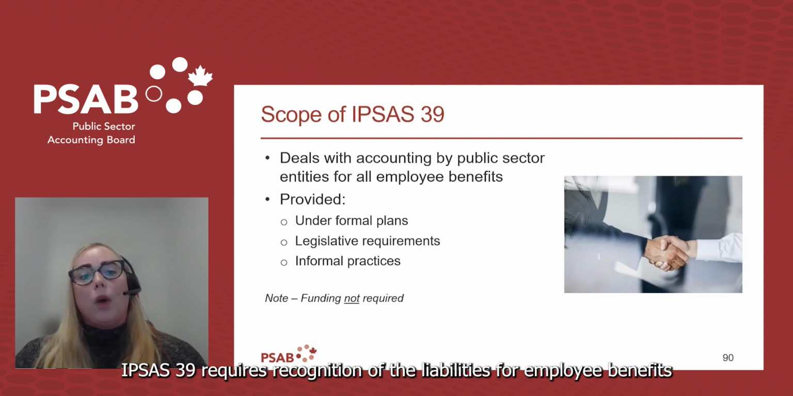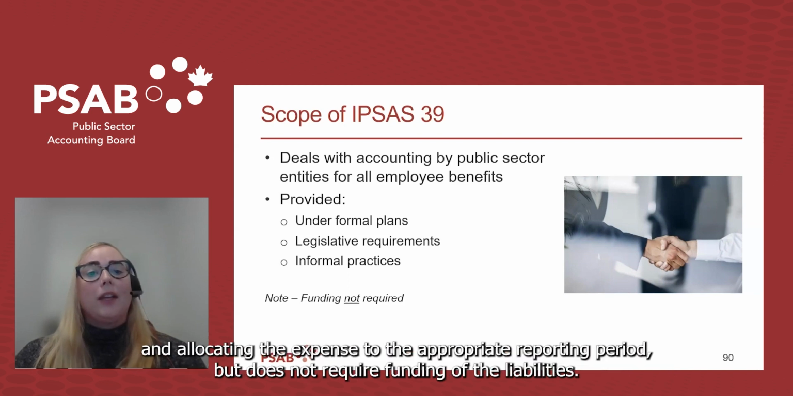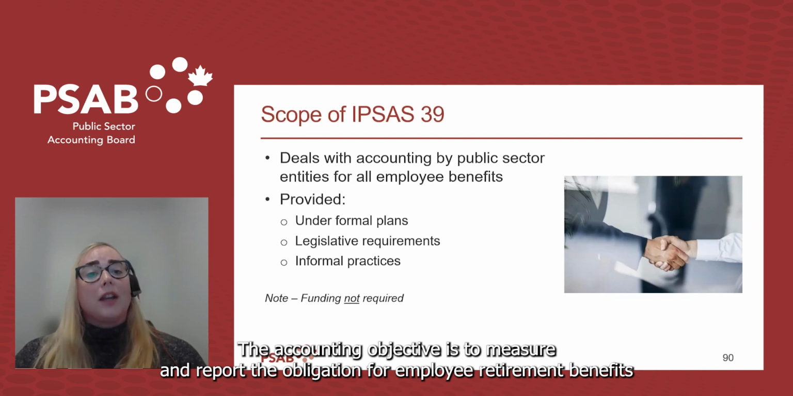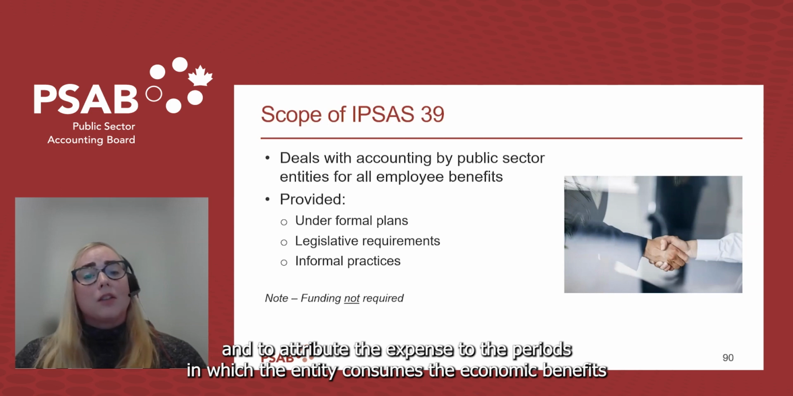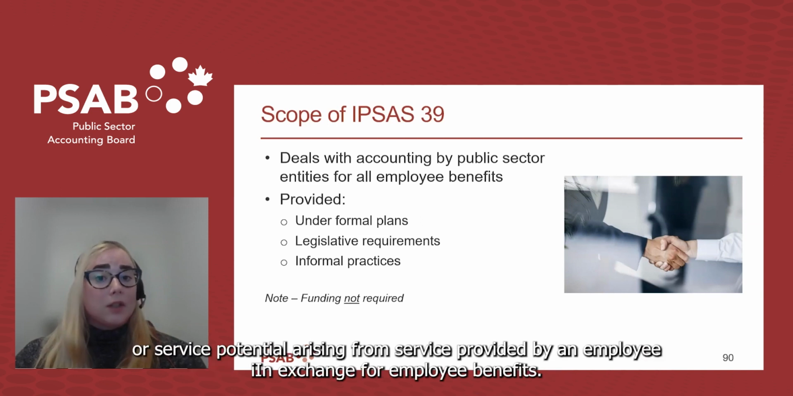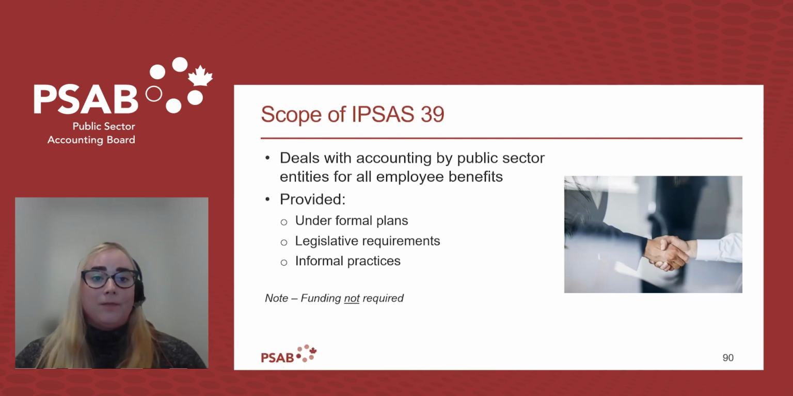IPSAS 39 requires recognition of the liabilities for employee benefits and allocating the expense to the appropriate reporting period, but does not require funding of the liabilities. The accounting objective is to measure and report the obligation for employee retirement benefits and to attribute the expense to the periods in which the entity consumes the economic benefits or service potential arising from service provided by an employee in exchange for employee benefits.